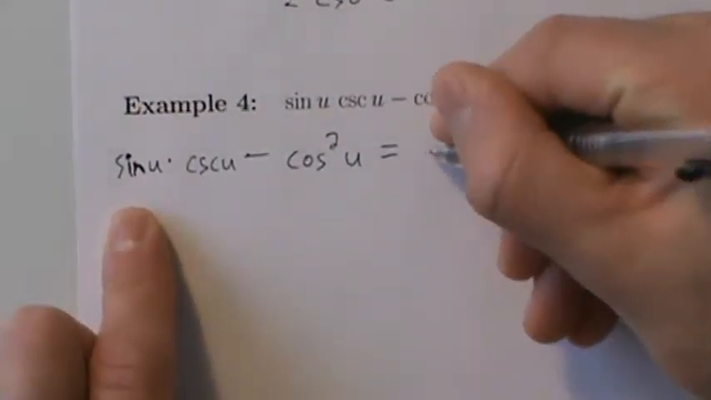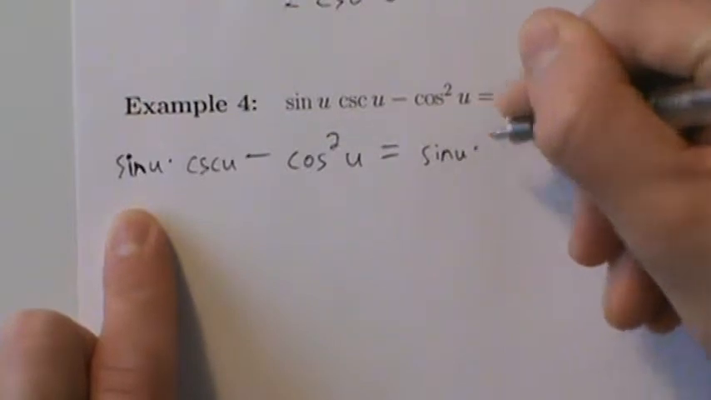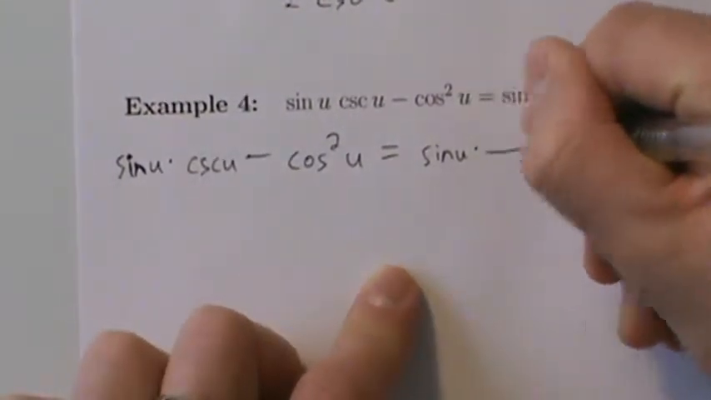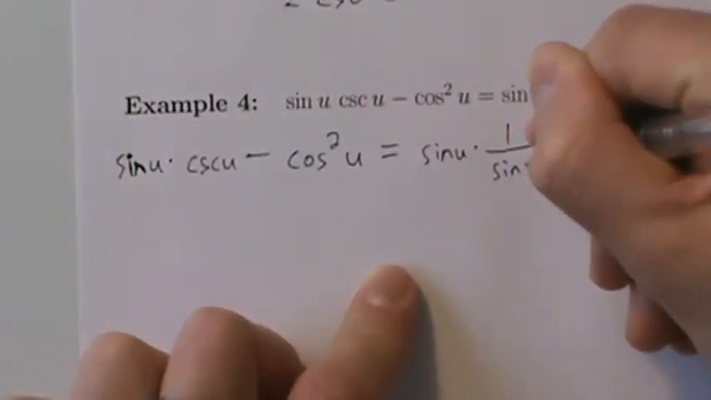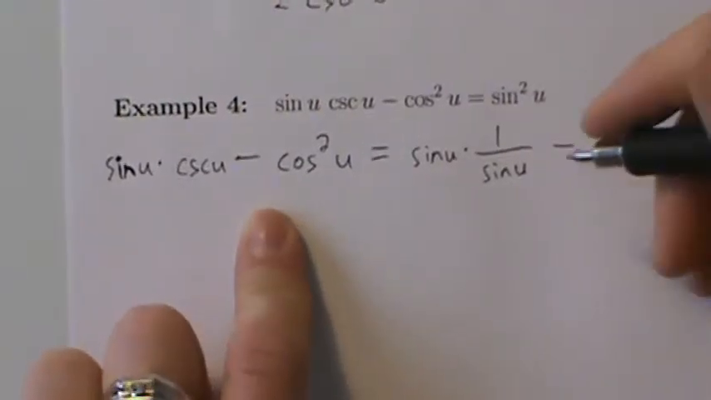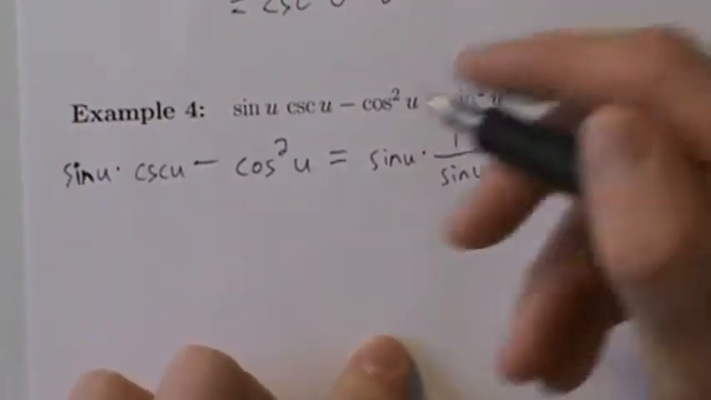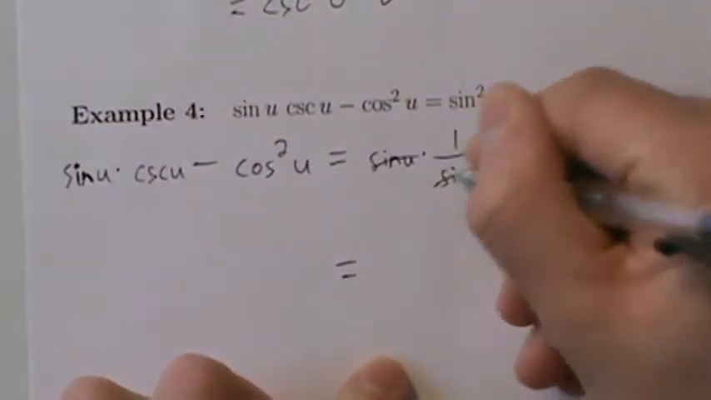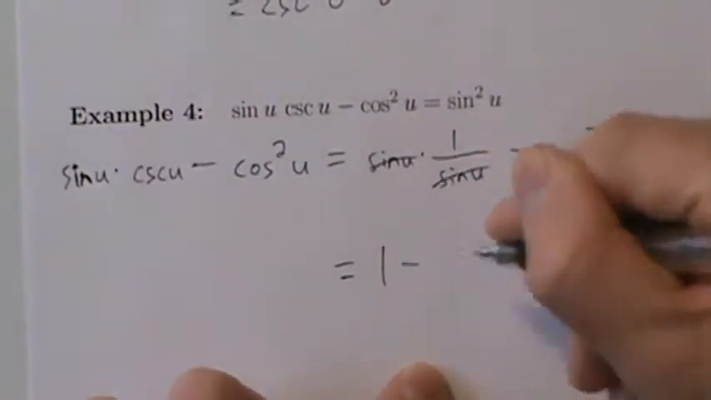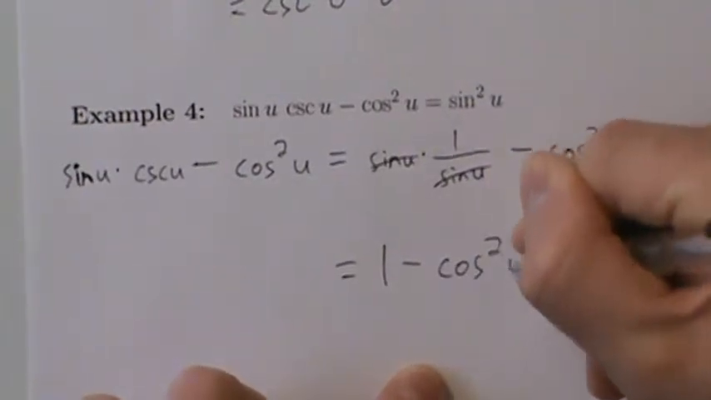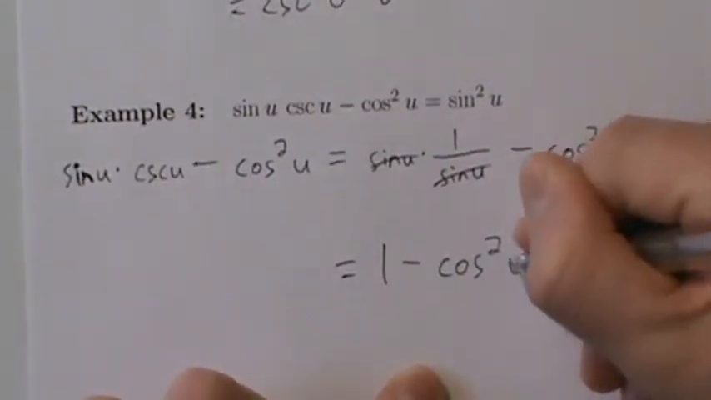So sine of u, that's already sine, and then cosecant is 1 over sine. And then we have minus cosine squared still. So what's happening now? Well, sine of u and sine of u cancel, we're left with the 1, that's good. So what we have is 1 minus cosine squared of u.